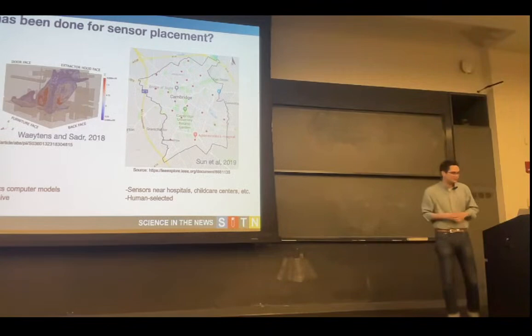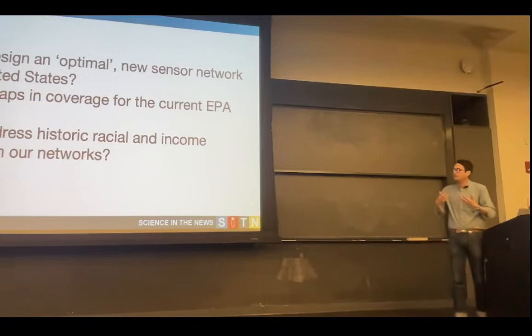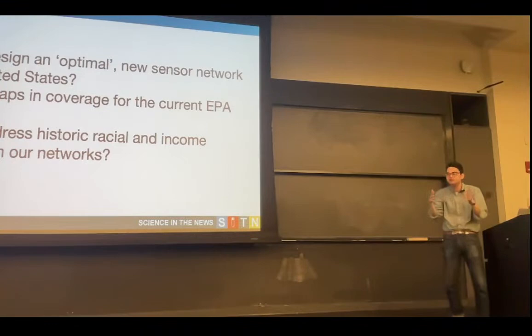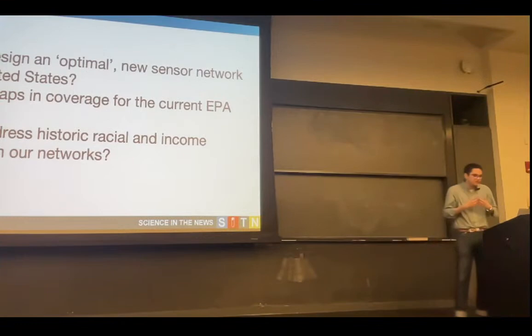And so my three guiding questions for this talk will be: one, can we design this new sensor network for the United States? And is it optimal? Optimal meaning, does it capture the full extent of pollution in America today? Two, are there gaps in the current EPA network that we have? Again, the EPA network represents this nice gold standard of air quality monitoring. Maybe it's just doing quite well, actually, and this is sort of an ill-founded idea on my part. And three, can we address historic racial and income disparities in our network? Because we find that if we don't explicitly include vulnerable groups, then they'll eventually get left out. And this is in itself a very interesting kind of optimization problem.